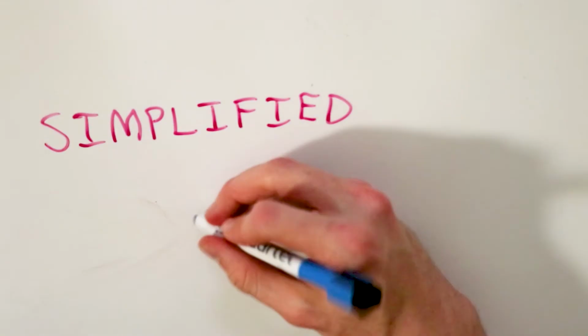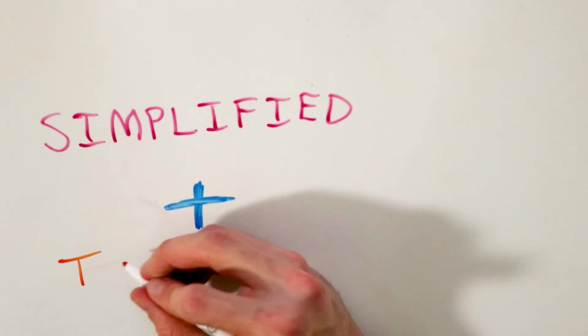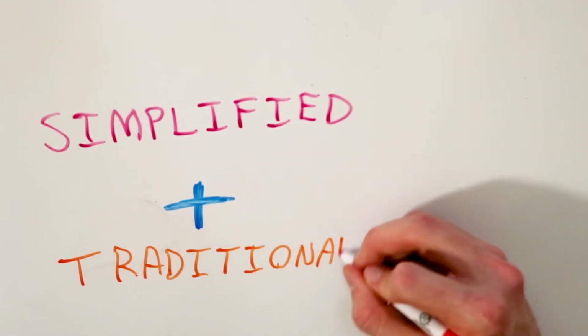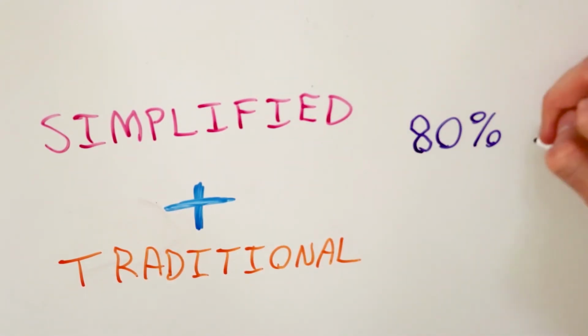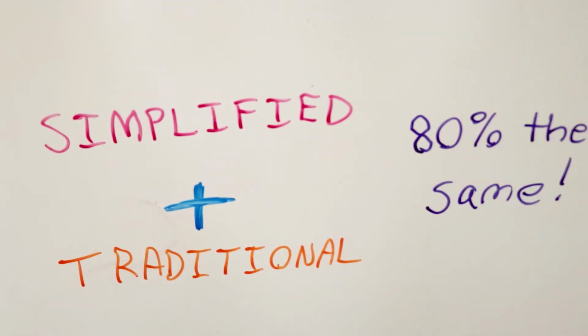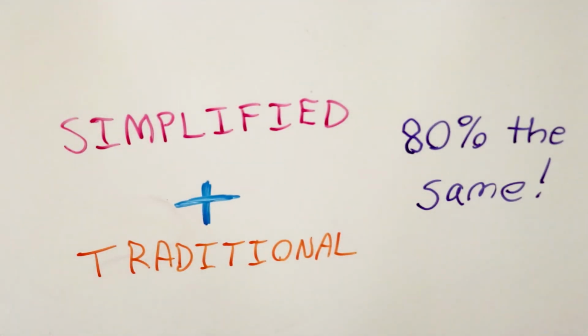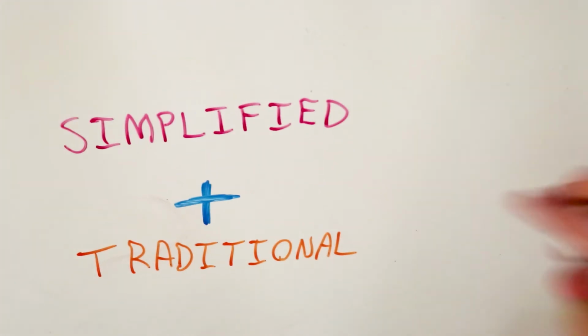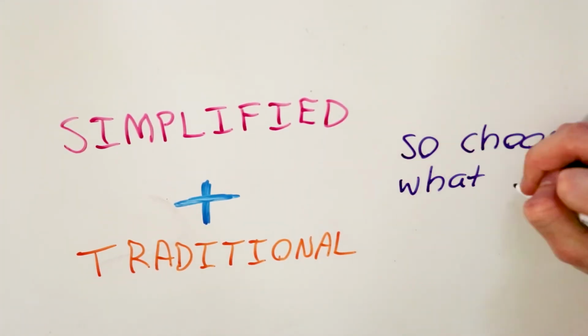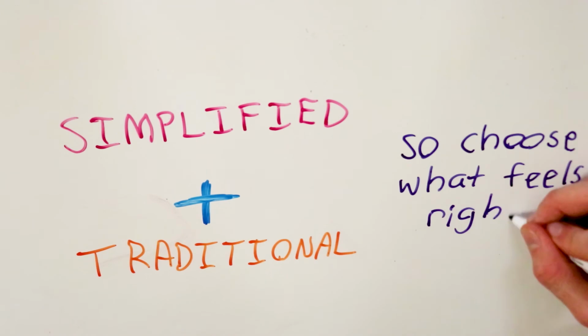And just to not feel too pressured about the choice that you make, if you ever want to choose in the middle of your studies to go another route, just know that about 80% of the characters between traditional and simplified are the same. So it wouldn't be as if you're trying to learn a completely new writing system. You're actually just kind of tweaking what you already know.